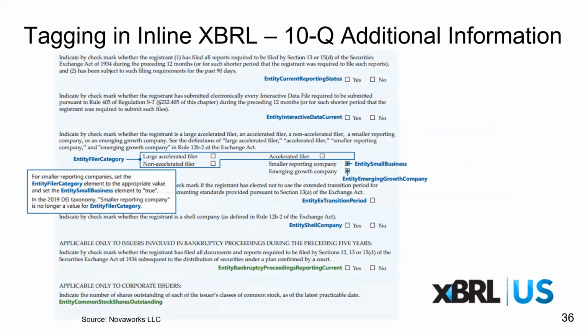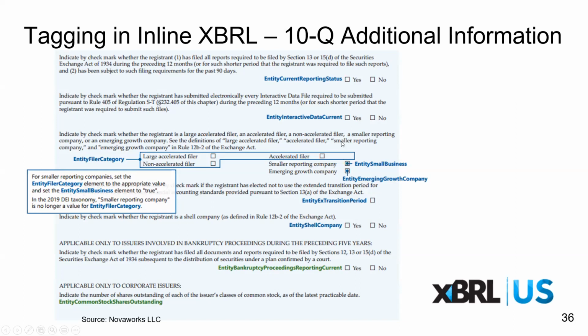There's also more information on a 10Q than there is on an 8K. So you have things like your filer category. You would highlight the actual wording on here for the filer category. Like if you're a large accelerated filer, you would tag the wording large accelerated filer. If you are a smaller reporting company, you would tag the value non-accelerated filer, and then you would tag the small entity checkbox here, the entity small business checkbox as a true value. You would tag the emerging growth true or false, depending on whether it's true or false.